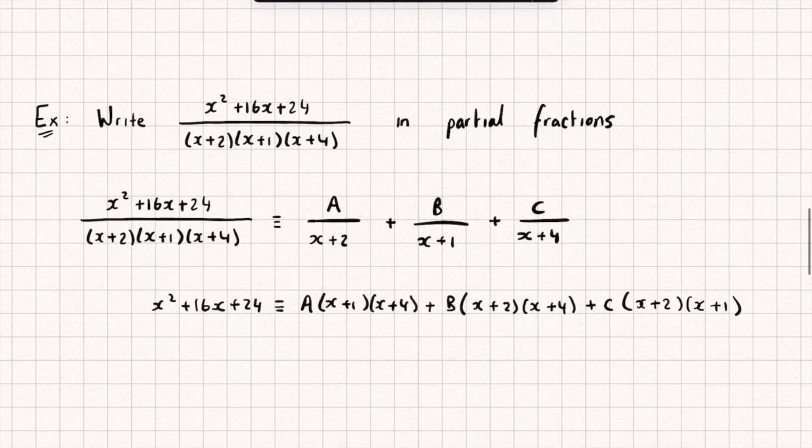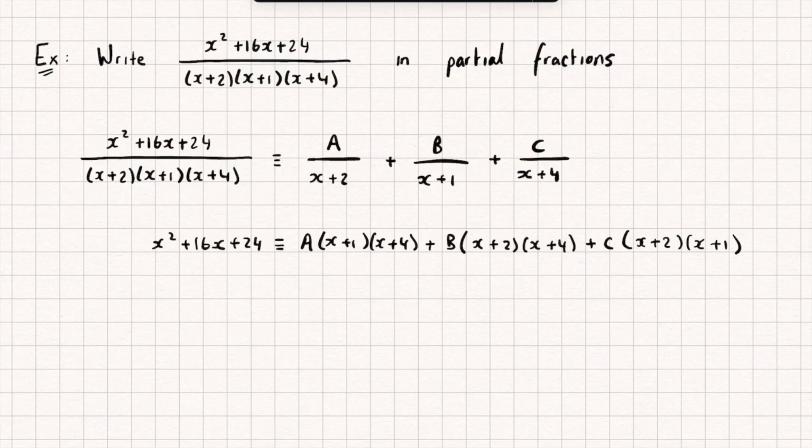And now we do our substitutions exactly the same way as before. So first I'm going to substitute x equals negative 1 to create this to be a 0 and to make this to be a 0 as well. So let's look at what that's going to give us. It's negative 1 squared, which is 1, plus 16 times negative 1, which is negative 16, plus 24. So that's going to turn into 9.